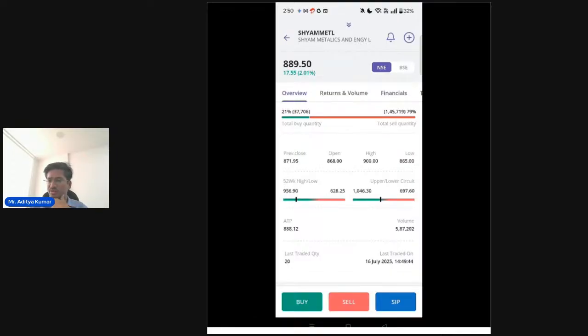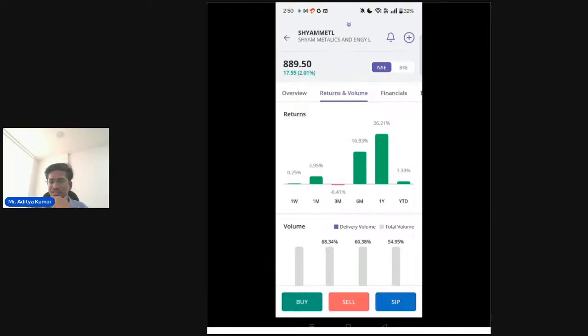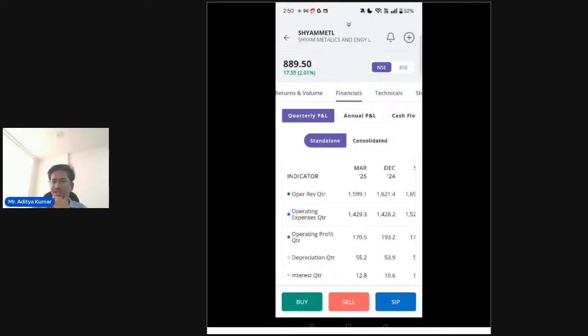Then we have returns and volume. This tracks how much the stock has gained or lost over a period like 1 month, 6 months, or 1 year. So it's a quick way to check the performance of the stock. Then we have financial numbers like revenue, profit, and earnings per share, which is called EPS, and that reveals the company's financial health.